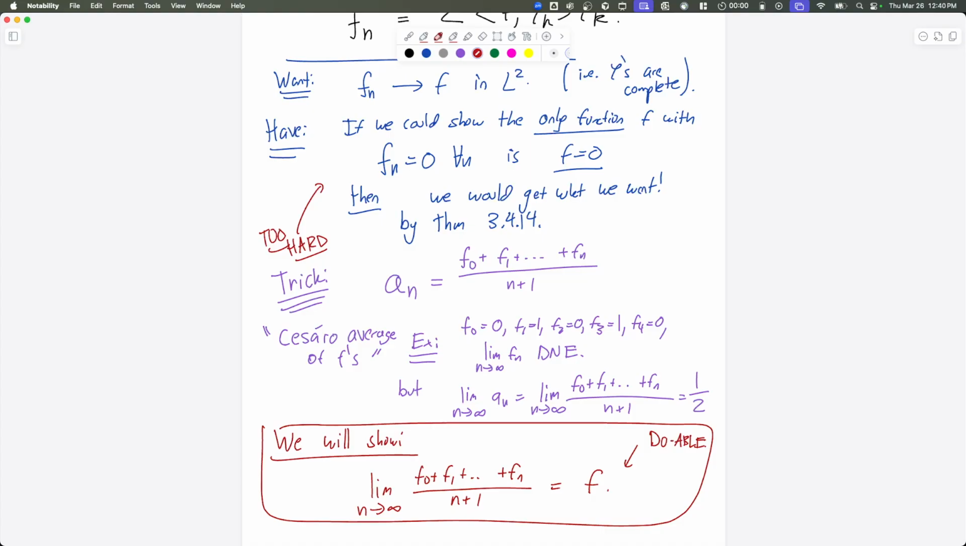Well, why would it be useful to waste our time with these silly Cesaro averages? So the thing we want is all the way at the top. We described the strategy that said if the fn's are 0, then f has to be 0. That would imply what we want, right? We can prove this one. This one will be hard but doable. That says that the Cesaro average of the fn's is f. Is there some relationship between these things? Some way we can use them?